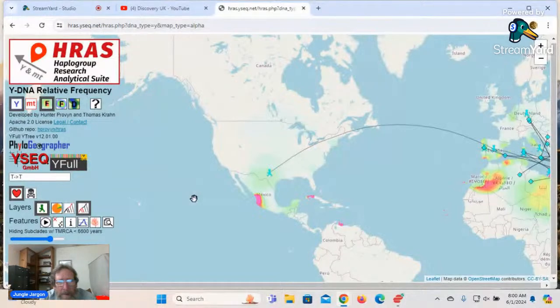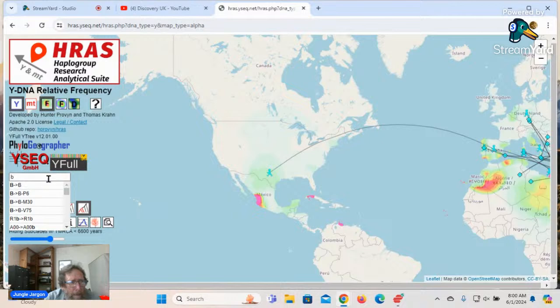and we'll just take a couple random ones. We'll go with the B haplogroup, which is a descendant of Cush, and see how that goes. Probably should load okay.